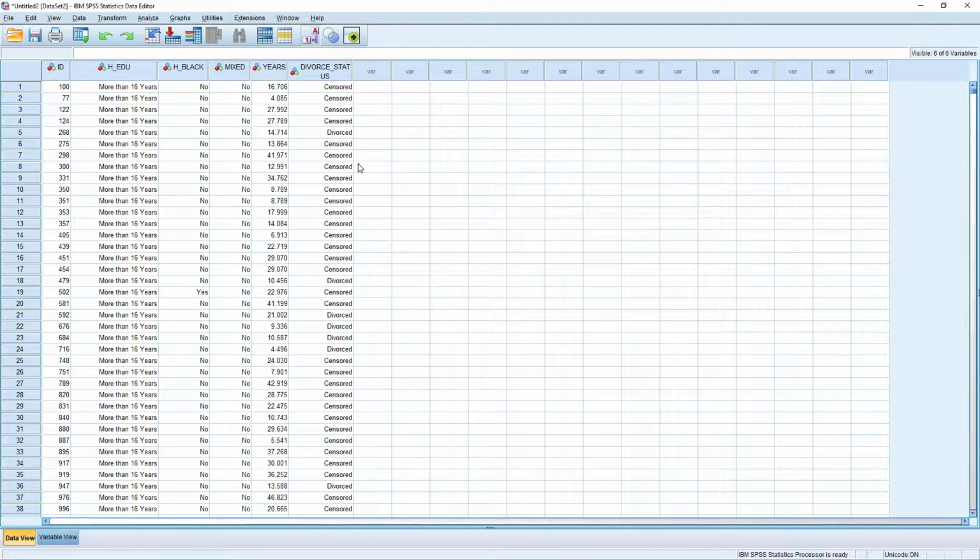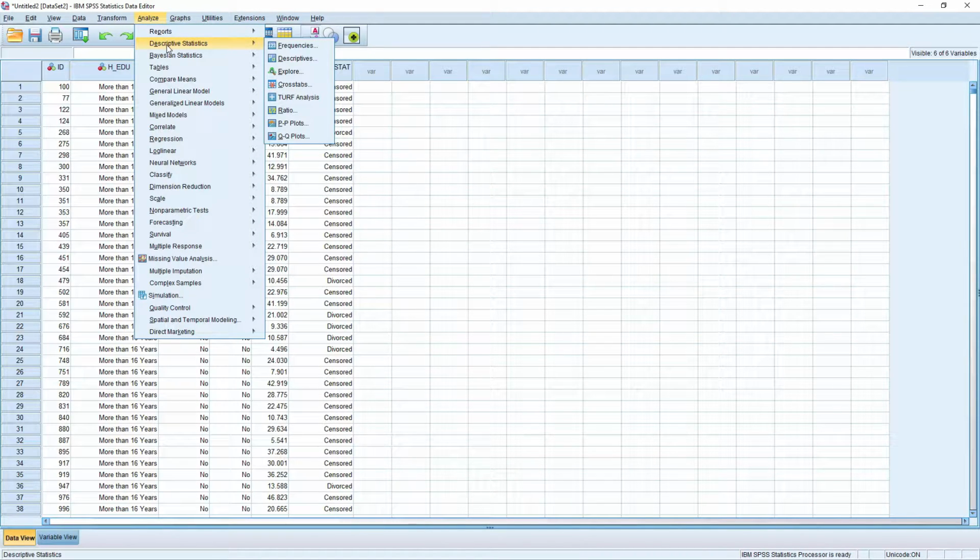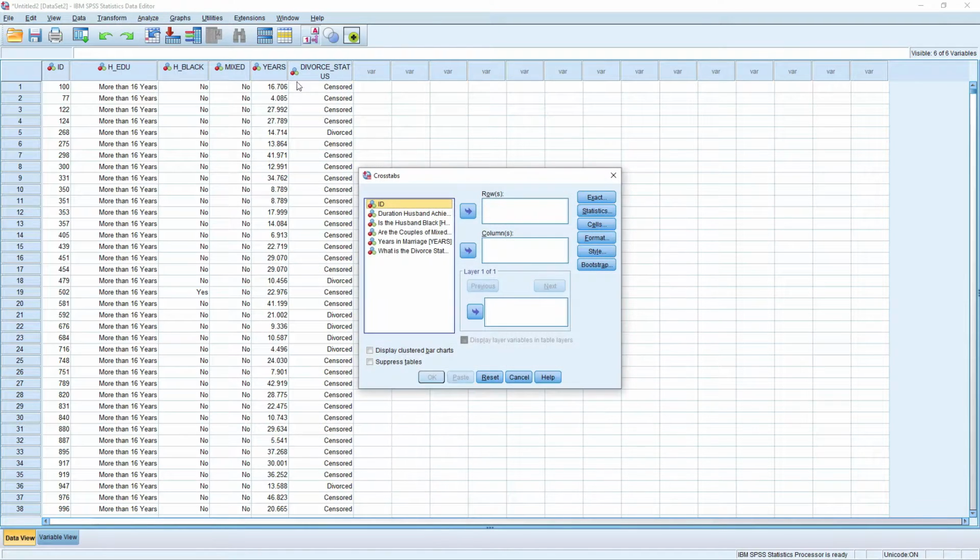After conducting the normality tests, the next step is conducting the hypothesis tests. And when conducting the hypothesis test, we're also going to conduct the correlation analysis. So we come to Analyze, then go to Descriptive Statistics and move to Crosstabs. And we are going to use rows and columns.